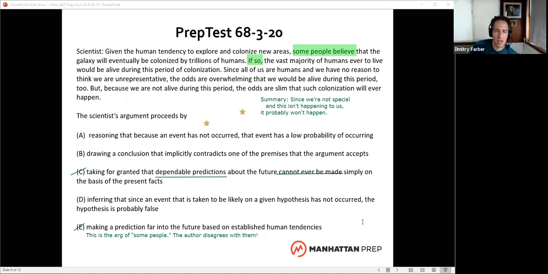B is saying that it's contradictory. Now, we did say, hey, if this happened, then that would happen, and it didn't happen. But that's very different from saying it implicitly contradicts one of the premises. That implies that the author is saying something impossible.